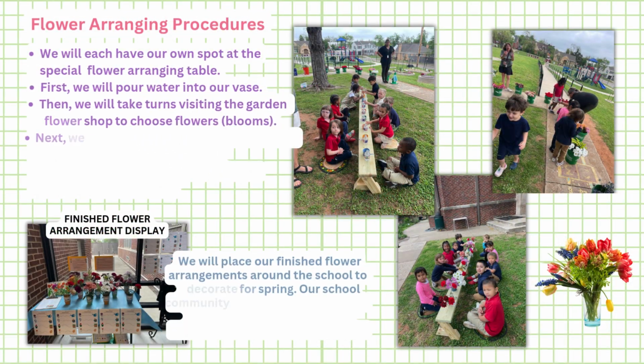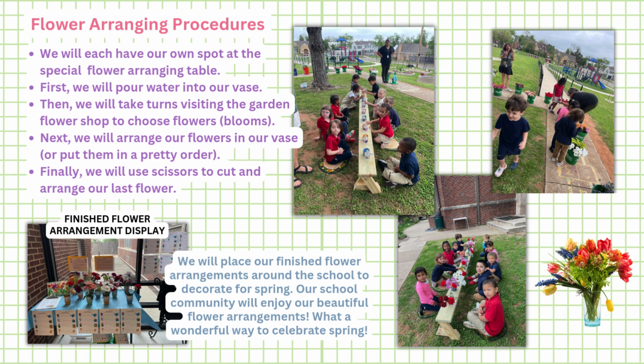Flower arranging procedures. We will each have our own spot at the special flower arranging table. First, we will pour water into our vase. Then, we will take turns visiting the garden flower shop to choose flowers or blooms. Next, we will arrange our flowers in our vase or put them in a pretty order. Finally, we will use scissors to cut and arrange our last flower.